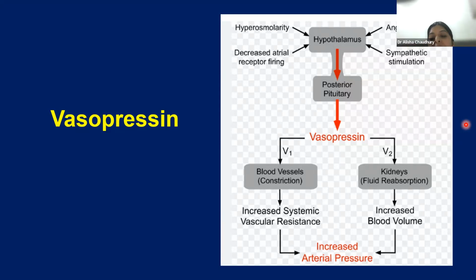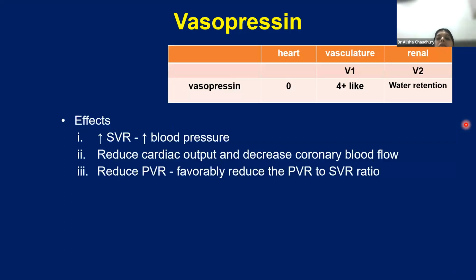So through both of these mechanisms, vasopressin promotes an increased arterial pressure. If you're looking at this mechanism chart, it is now clear to you, it has no action on alpha or beta 1 or beta 2. It is purely vasopressin receptors V1 and V2 mediated. So that is what I have mentioned. No effect on the heart.